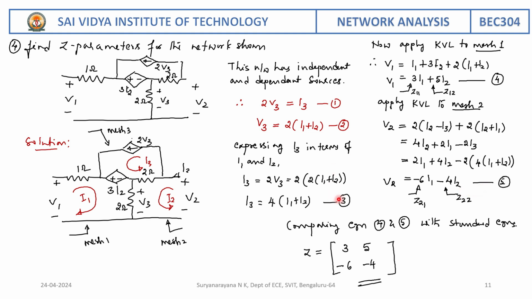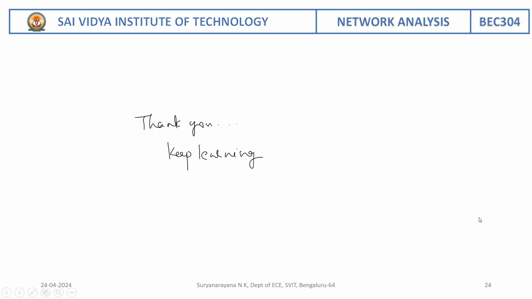Now compare equation 4 and 5 with the standard equation. Therefore, we can write the Z parameter for this network as shown. This is about Z parameter.